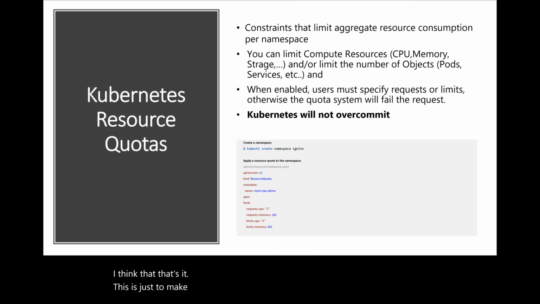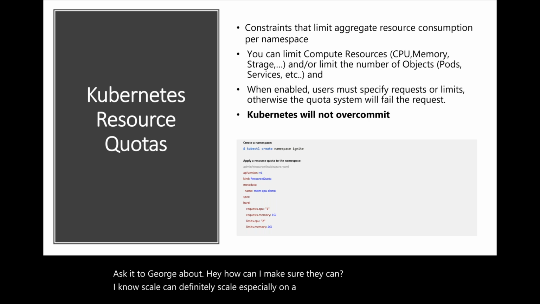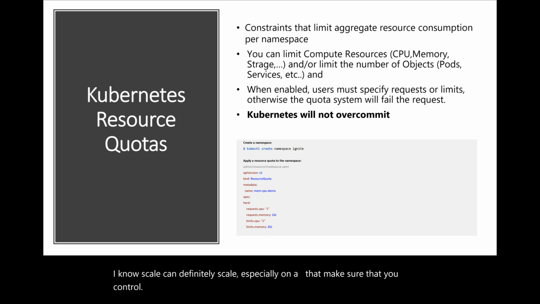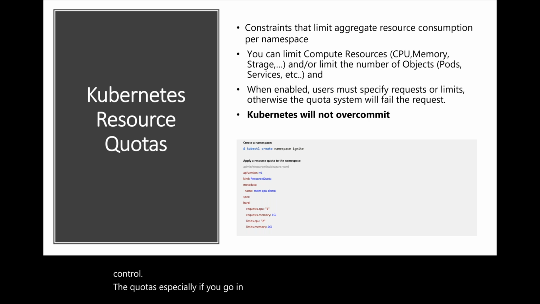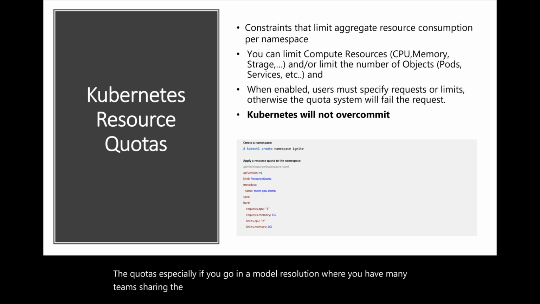I wanted to make sure we go back to the quotas, and this aligns with the last question I was asked to George about: how can I make sure that I can scale? You can definitely scale, especially on AKS. Make sure that you control the quotas, especially if you go in a model of isolation where you have many teams sharing the same cluster. That's very important.